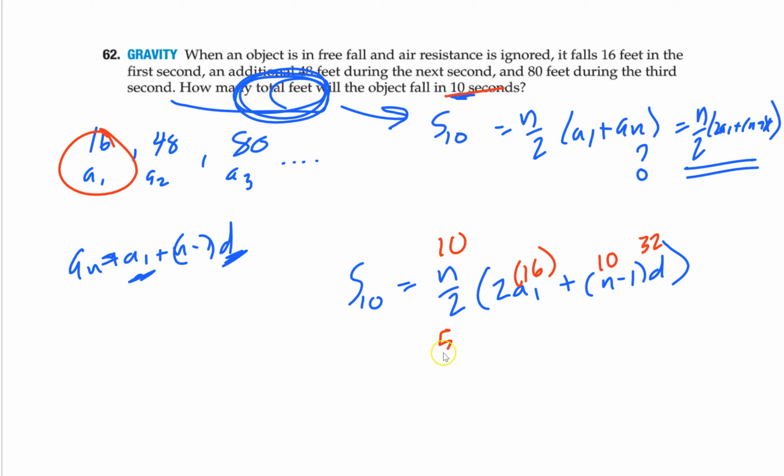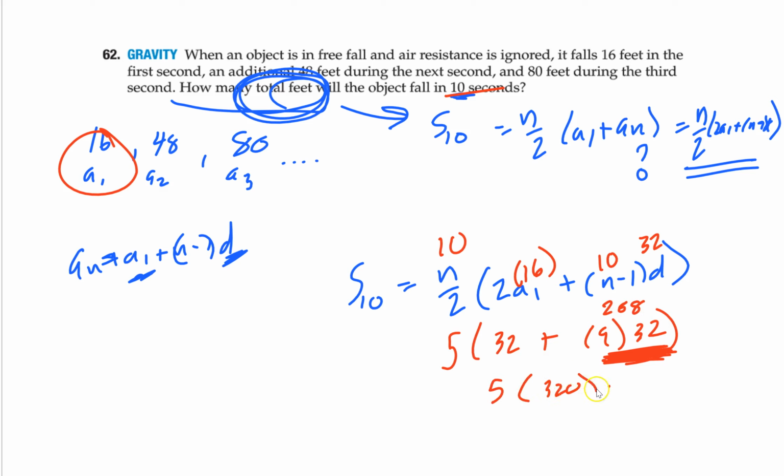So, 10 over 2 is 5. 2 times 16 is 32. Plus 9 times 32. Very important thing here, guys. You can't get lazy inside here. Order of operations, this goes first, because you're multiplying. I see so many people add 32 and 9 first, and it hurts me. So this goes first. And really quickly, this will be 288 plus 32. So it'll be 5 times 320, which equals 1600. And that's it.